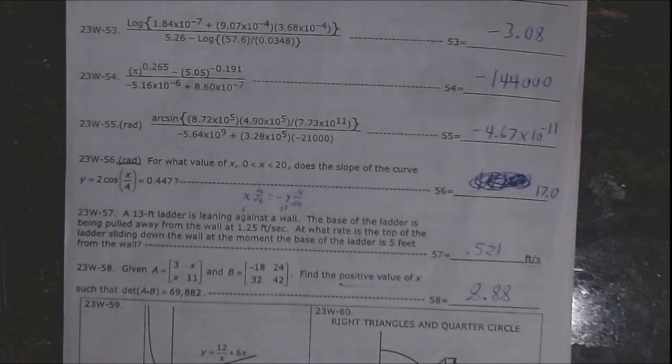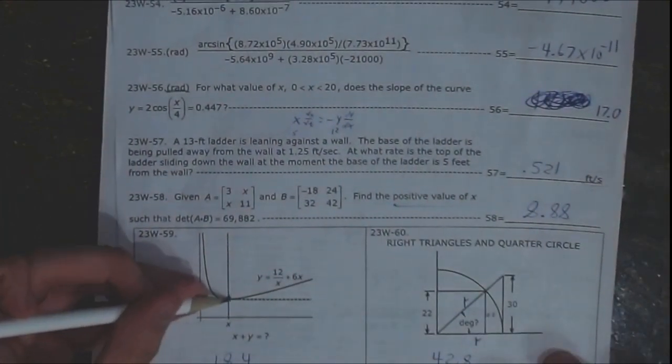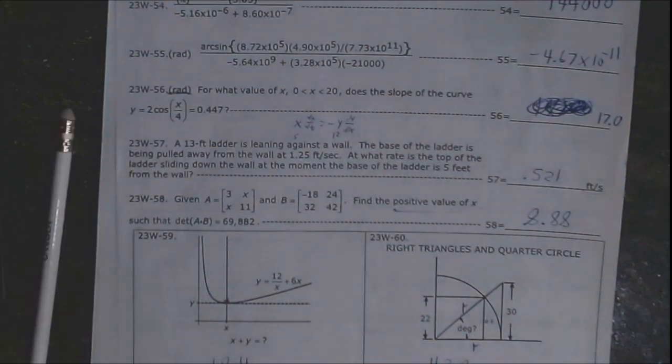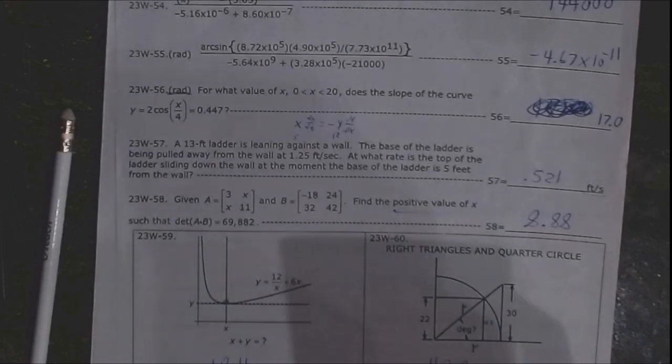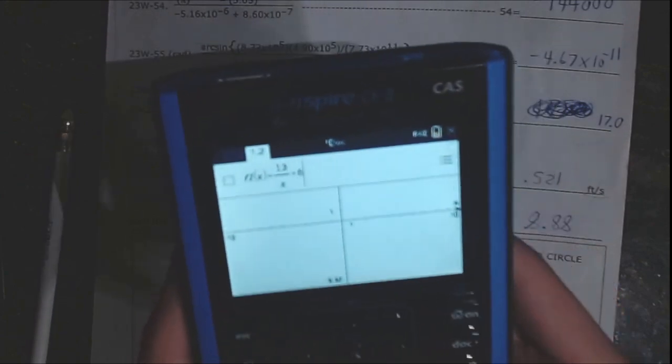Okay, 59. So what this graph is basically communicating is I want to know the sum of the x and y coordinates of the minimum of this function. And so this is actually a pretty easy question. It gives me the equation here, so I'm just going to graph it. My graphs page. I'll write the equation.